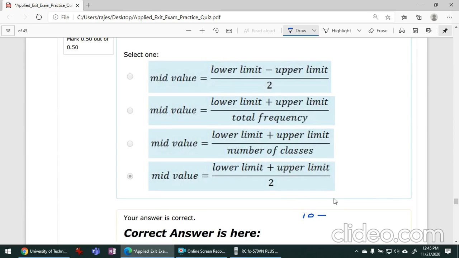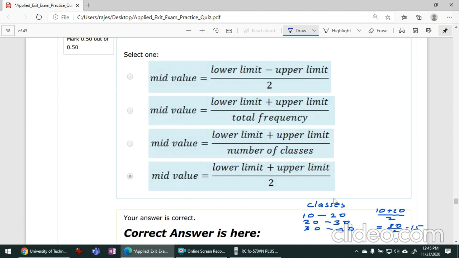You will write 10 to 20, 20 to 30, 30 to 40. These are all classes. Classes means groups. Okay, I should find the mid value. What is the middle value of 10 and 20? 10 plus 20 by 2. 10 plus 20 is 30. 30 by 2 equal to 15.